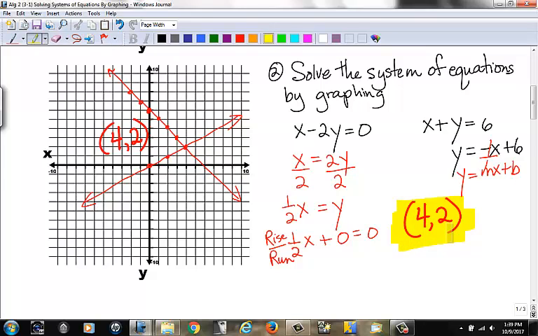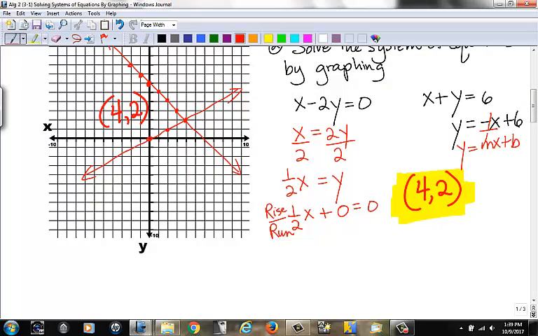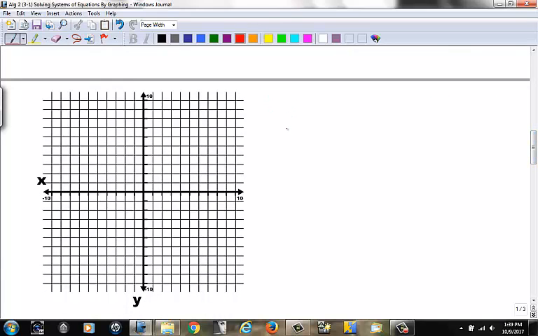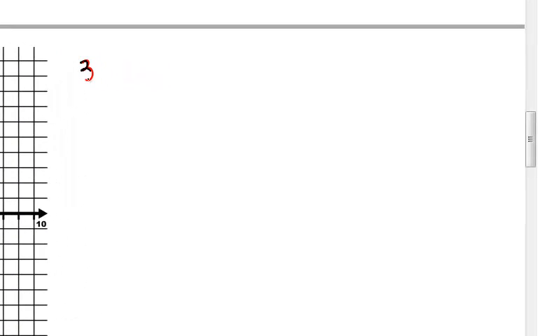So you can graph these by making a table of ordered pairs, either by hand or on your calculator, and then you can use slope-intercept form. A couple of special cases I want to go through, and then some terminology we need. On this next one, same thing. We're going to say solve by graphing.